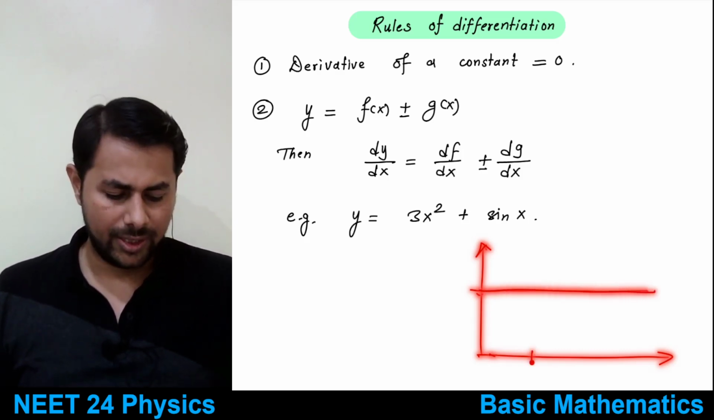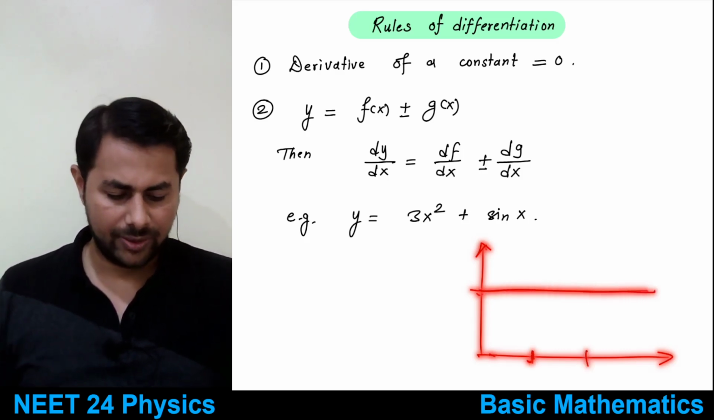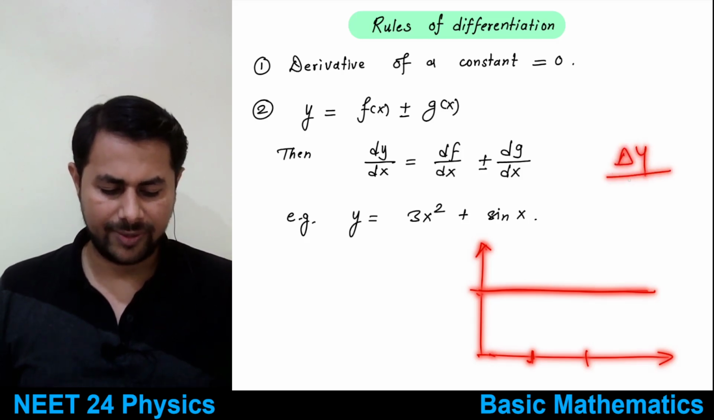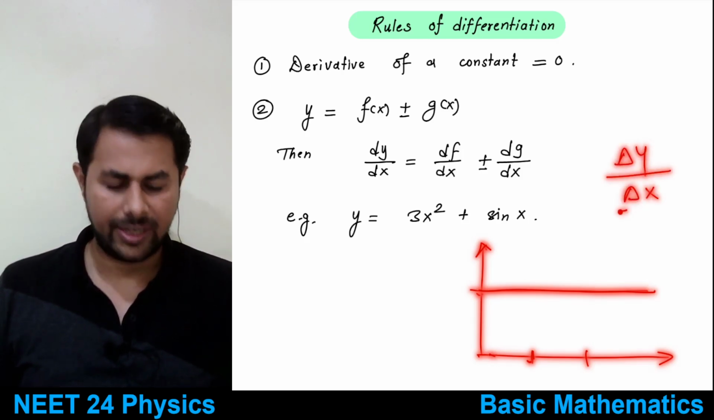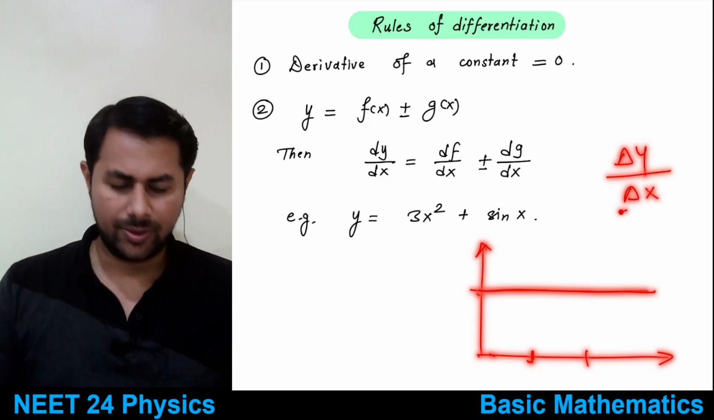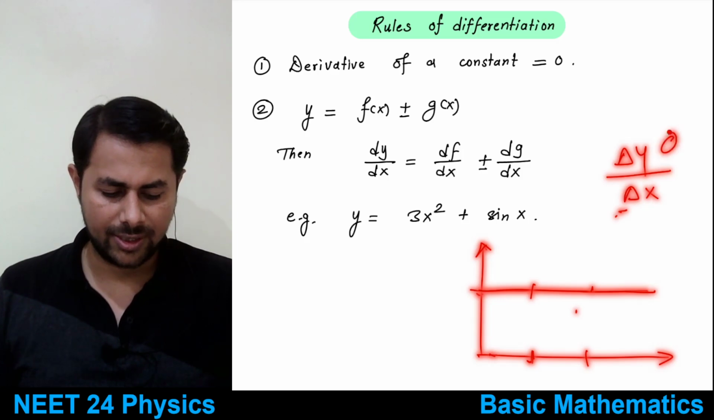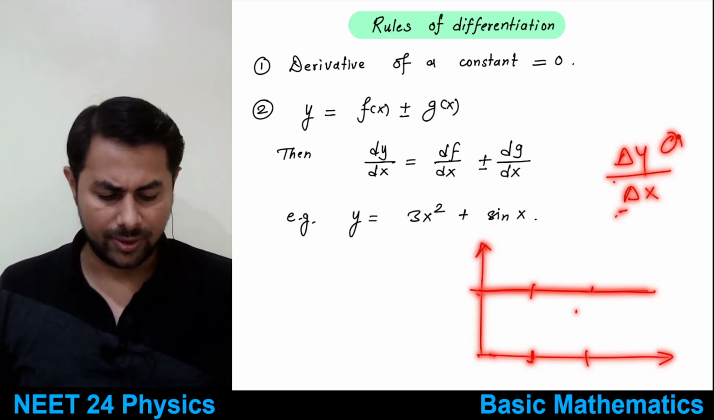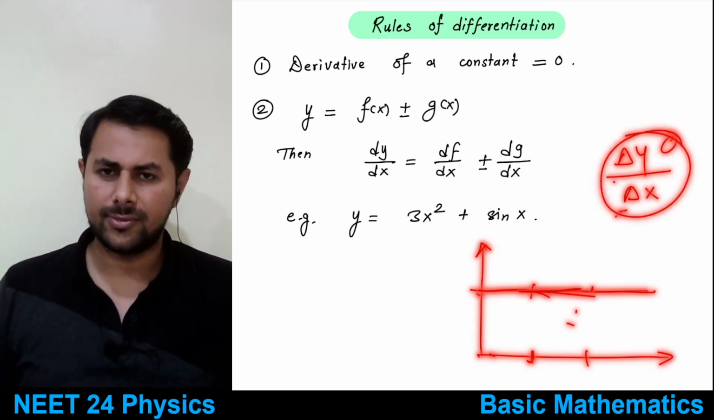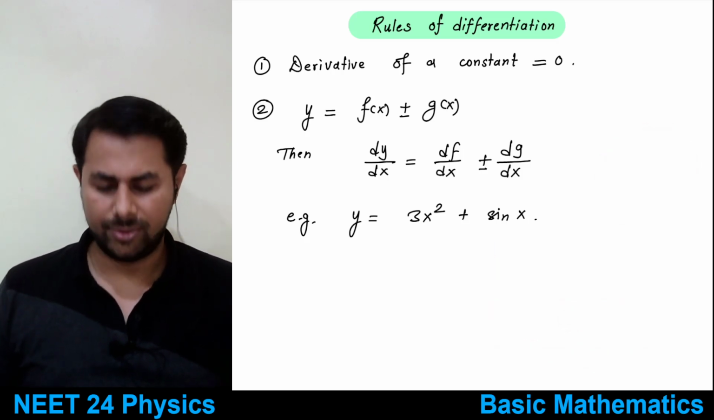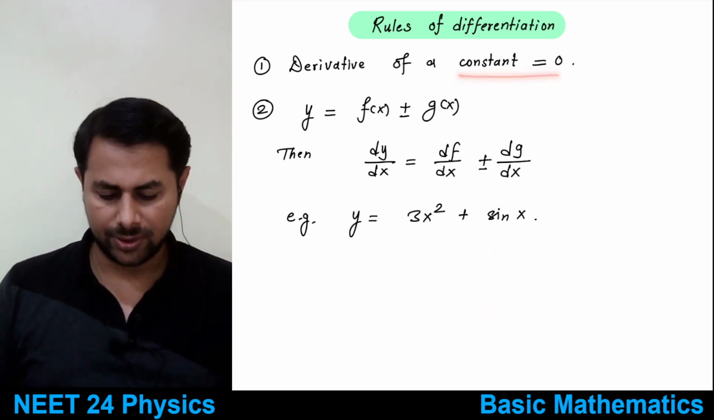Okay, so then what is your derivative? It is delta y, meaning change in y, divided by delta x, when delta x is almost 0. But is there any change in y? No, there is no change in y. So delta y is equal to 0. That's why this derivative is equal to 0. So the derivative of a constant is equal to 0.